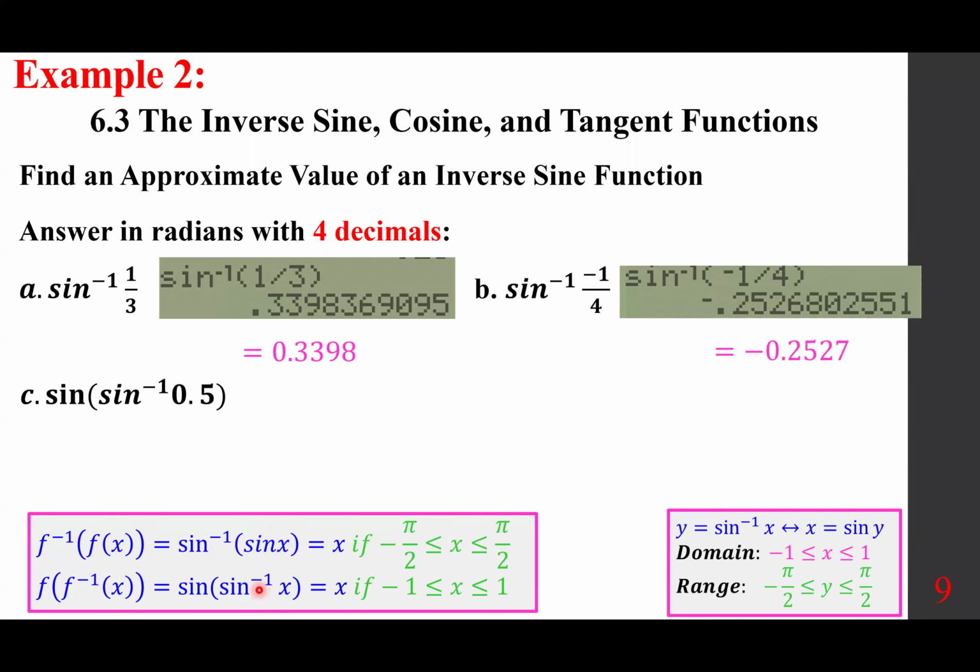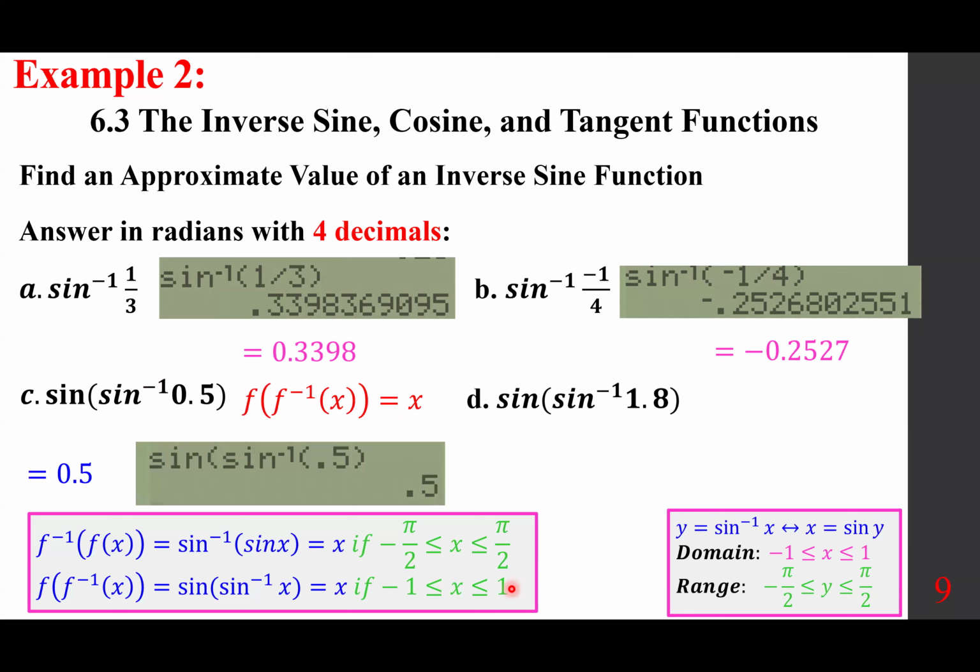Whereas here, the inner function is the sine inverse, which is really the range of sine, which is -1 to 1. Now, this is sine inverse. Because this 0.5 is in between, then the answer is x. That means 0.5. So f of f inverse of x is x because this number is in the proper range, and the answer is 0.5. And even if you put it into a calculator, it will give you the same answer. Sine of sine inverse of 0.5, it will give you the same answer.